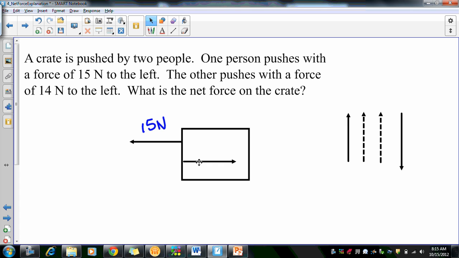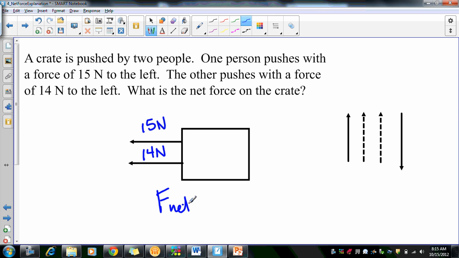Alrighty, let's put our second arrow, and let's flip it around. That one is 14 newtons. And so now what is the net force? Well, since now they're going the same direction, we're going to add. So F net equals 15 plus 14, which gives us 29 newtons, and that is also to the left.